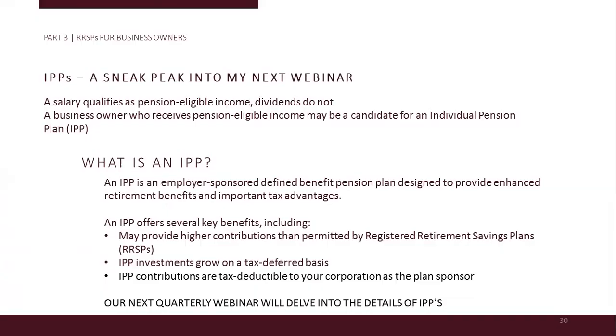As I mentioned, a salary qualifies as pensionable eligible income. Dividends do not. A business owner who receives pension eligible income may be a candidate for an individual pension plan, or IPP. What is an IPP, you might ask? An IPP is an employer-sponsored defined benefit pension plan designed to provide enhanced retirement benefits and important tax advantages. Some of these key benefits of an IPP include providing higher contribution room than permitted by the RRSP. IPPs also grow on a tax-deferred basis, just like your RSP. And additionally, IPP contributions are tax deductible to your corporation as the plan sponsor.